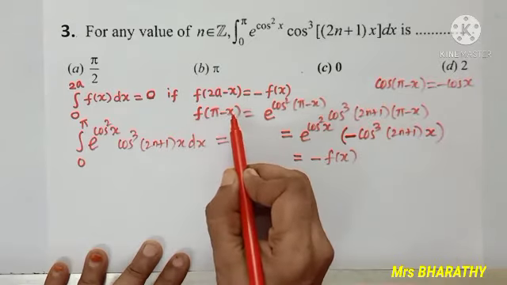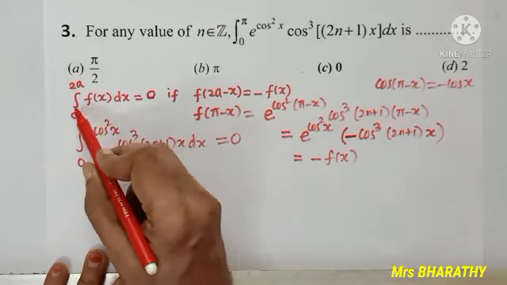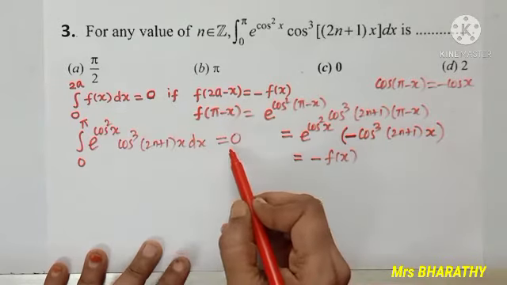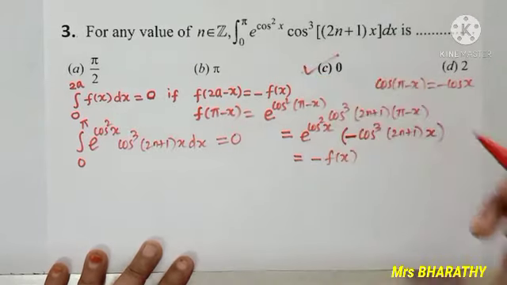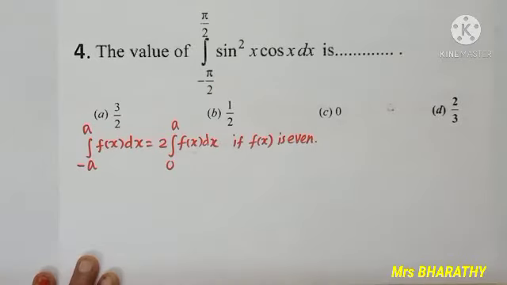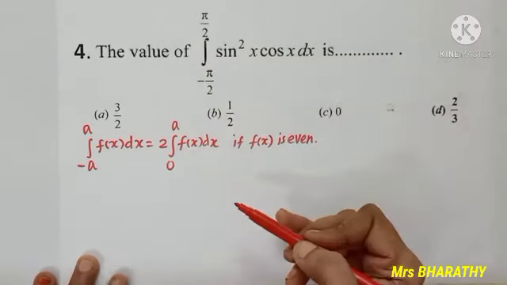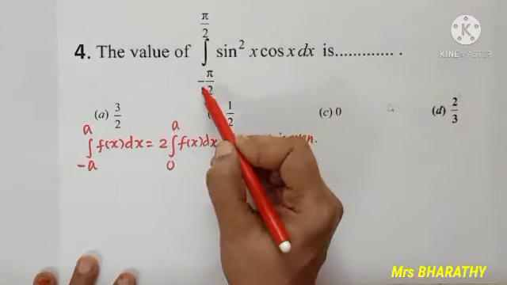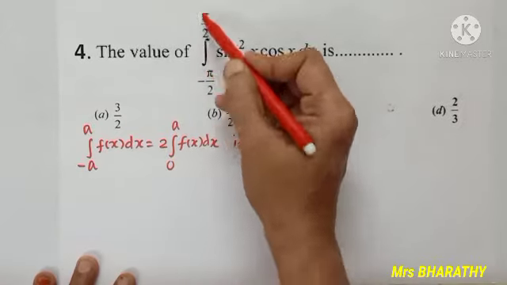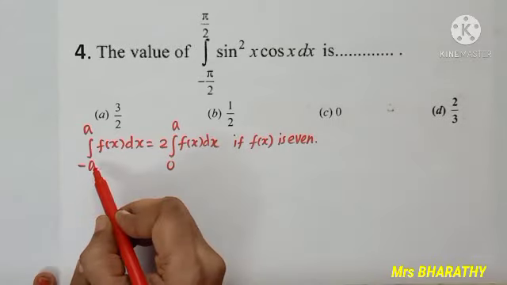F of pi minus x is minus f of x. So we apply this formula and derive option C to be the right choice. Question number 4. The value of integral minus pi by 2 to pi by 2. The moment I see minus to plus, the same limit, minus to plus, let me recall the formula.